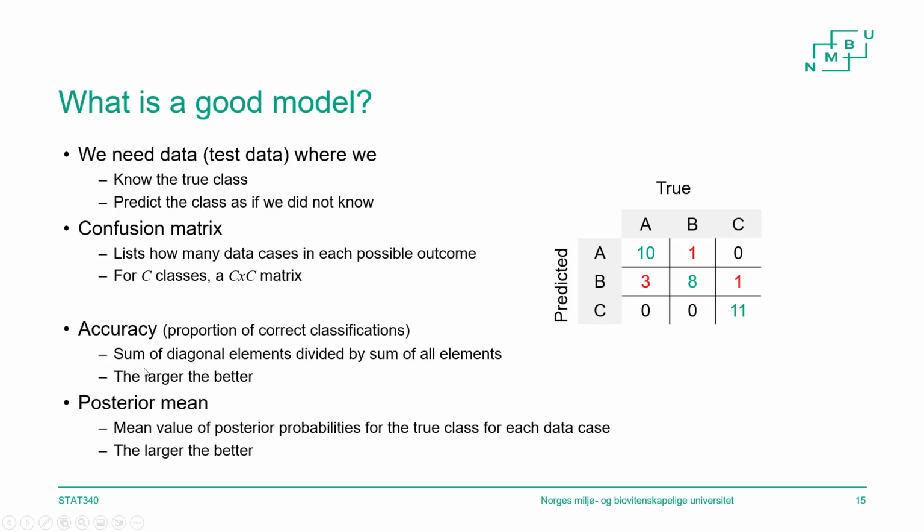I should say that the accuracy is by far the most common measure to use. And if you have a lot of data points, large N, this one is more than good enough. You will not get much improvement by looking at the posterior mean. For LDA and QDA, you can do this, but for many other classification methods, you don't have these posterior values. And you always have the classifications. So that's why accuracy is a more common measure, because you can compare it across different methods easier.